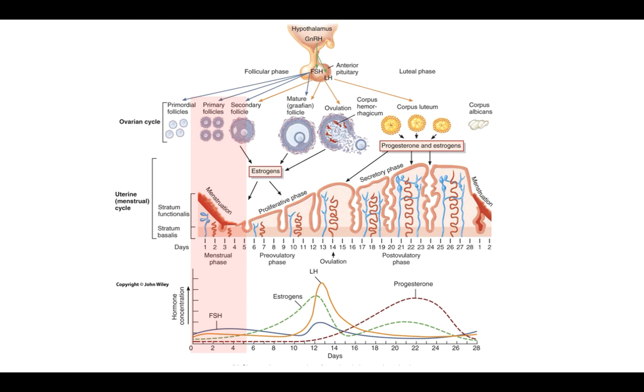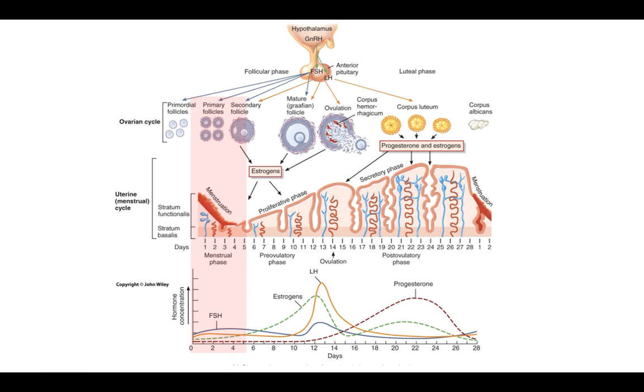Day 1 through 5 is known as the menstrual phase because the stratum functionalis is getting removed. What's happening in the ovary is we are maturing follicles. We might even get to a secondary follicle. Now, what's causing the maturing of the follicle and what's causing menstruation? Well, the maturing of the follicles is happening because we have relatively high FSH. Menstruation is occurring because we have low estrogen and low progesterone.